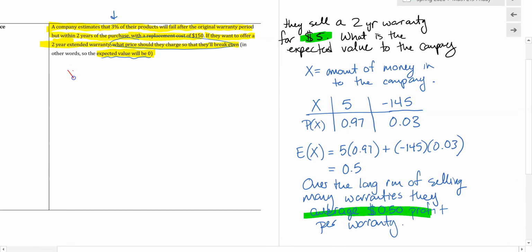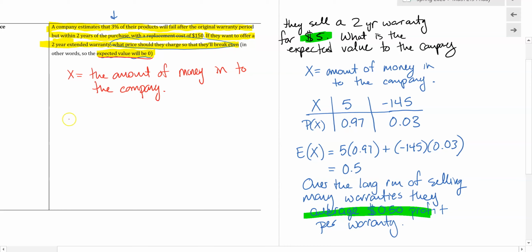I'm going to say, okay, X is the amount of money coming into the company. And we want the expected value of that thing to be 0. We want to break even. Okay. They're not going to make profit. They don't want to lose money either.